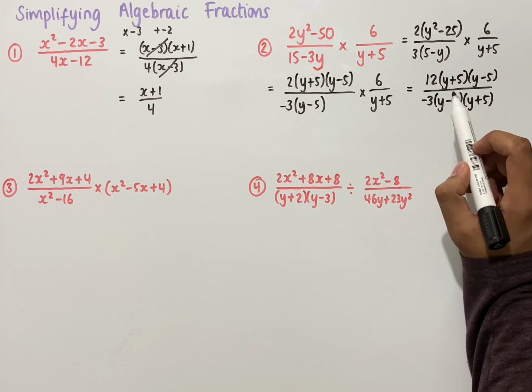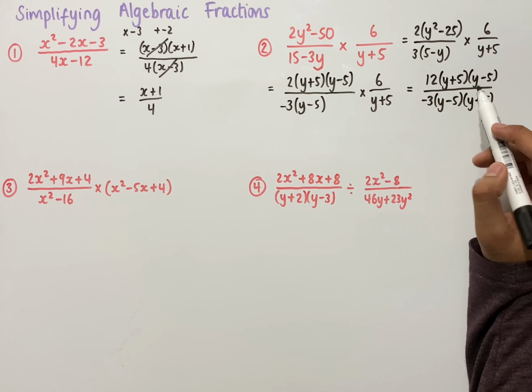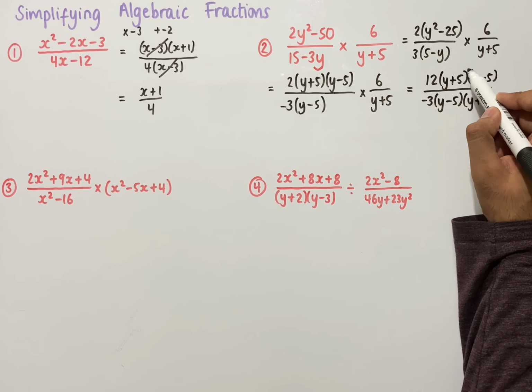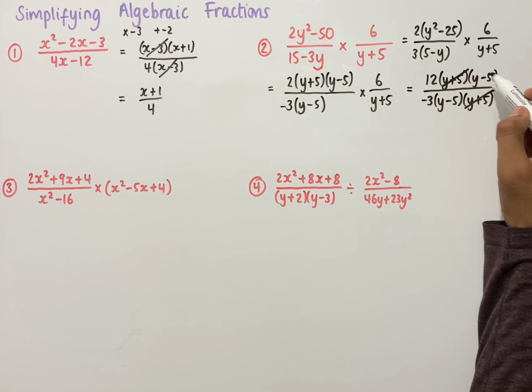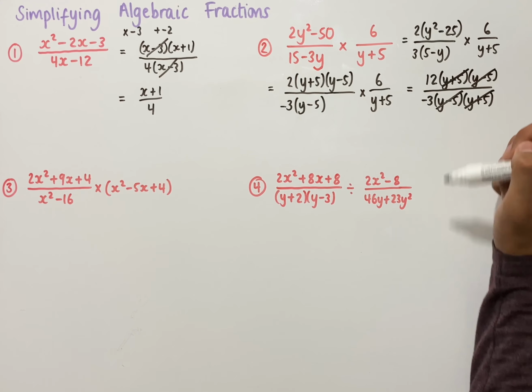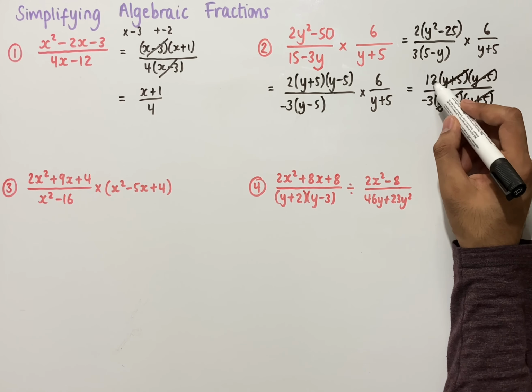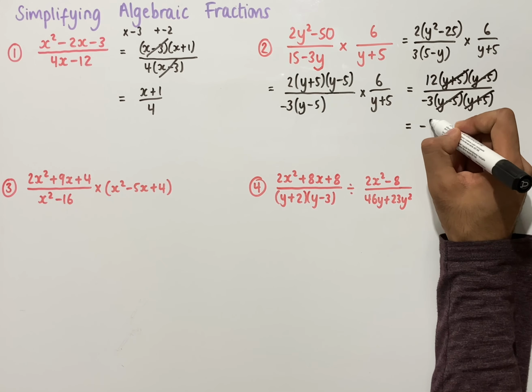Now looking at common factors to cancel in both the numerator and denominator, we see that we have y plus 5 in the numerator and denominator, which cancels, as well as y minus 5 in the numerator and denominator, which cancels, which leaves us with 12 divided by minus 3, which is equal to minus 4.